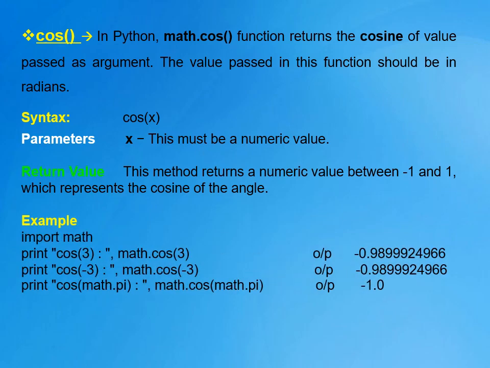Here some examples are there. First, if I write math.cos(3), it will find the cosine value of 3 and it will be minus 0.98. If I am taking math.cos(-3), here the cos function finds the cosine value of minus 3 and it will be minus 0.98. If I am taking math.cos(math.pi), then the cos function finds again the cosine value of pi and it will be minus 1.0.